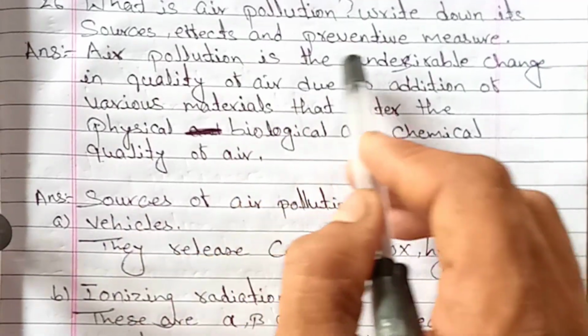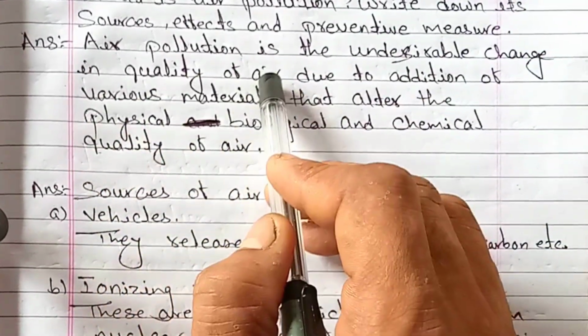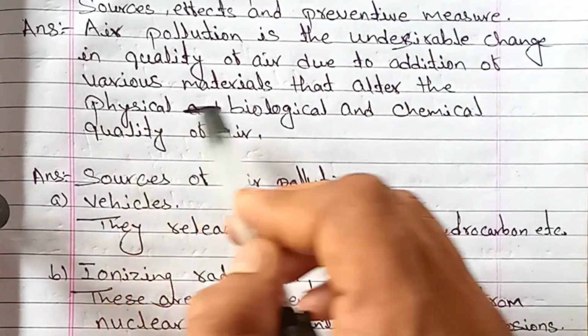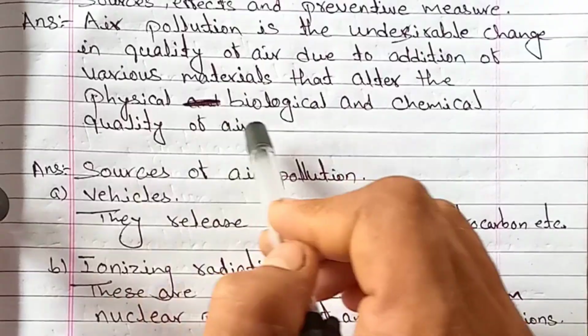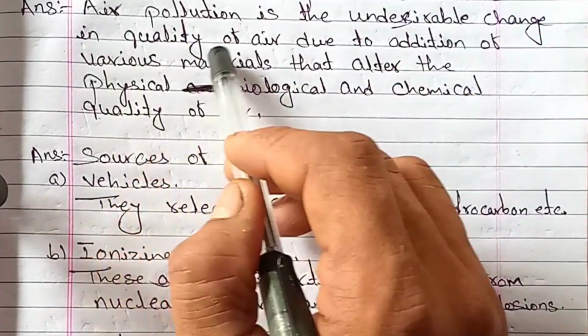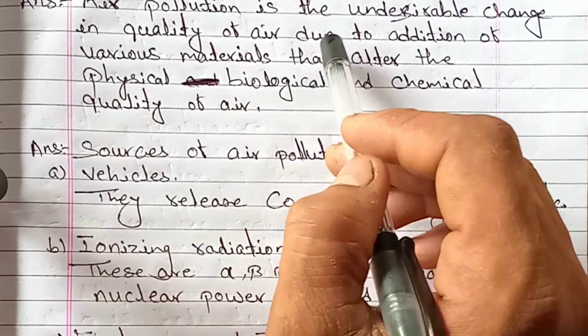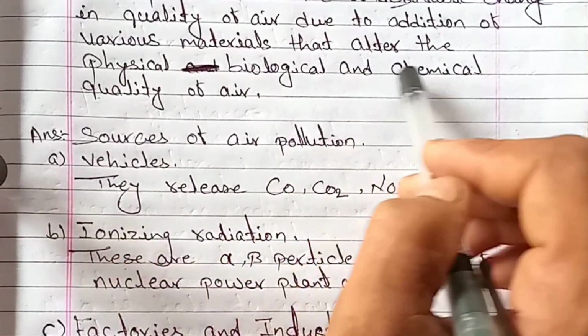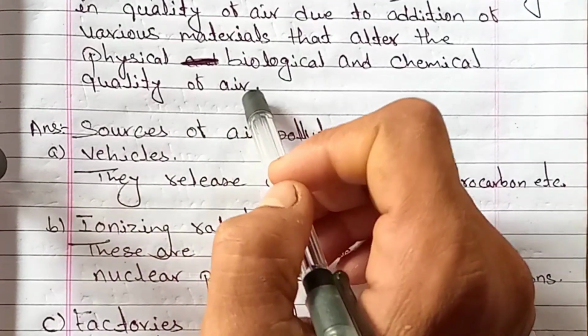Air pollution is the undesirable change in quality of air due to the addition of various materials that alter the physical, biological and chemical quality of air.